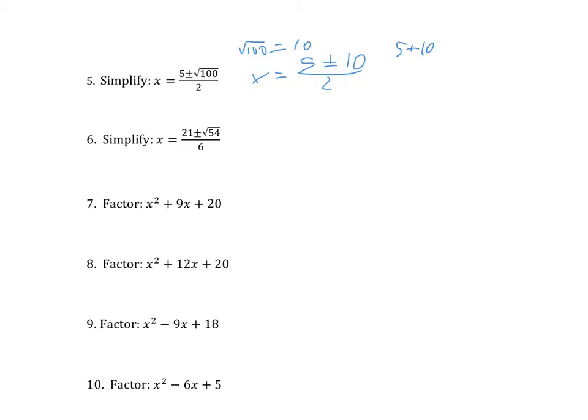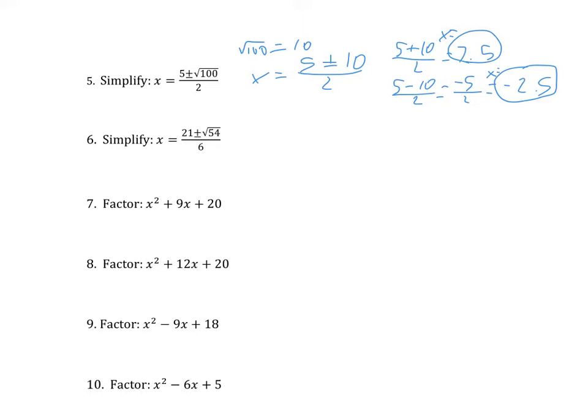5 plus 10 is 15, and we're going to divide that by 2. That comes out to be 7.5. Furthermore, if you do the minus version of that, 5 minus 10 divided by 2, 5 minus 10 is negative 5, and then divide that by 2, and you're going to get negative 2.5. So 7.5 and negative 2.5 are your answers to that. I guess I should put x equals on both of those. So x equals 7.5 and x equals negative 2.5.